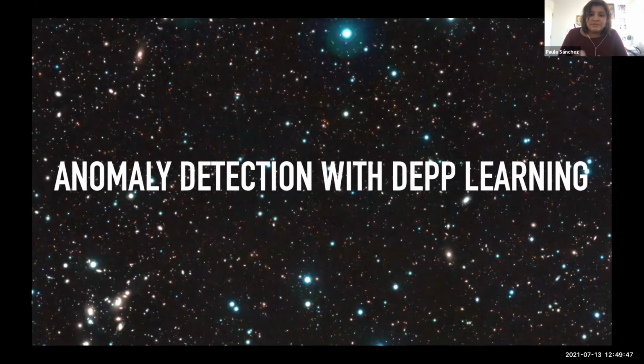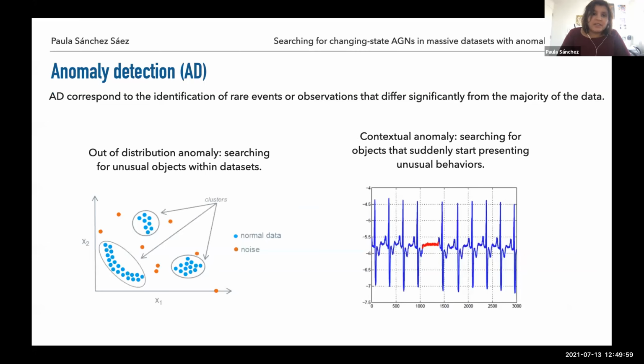Since this is very new, and anomaly detection is a very popular technique in machine learning, I will explain the techniques that we are using before I tell you the results. Anomaly detection is related to the identification of rare events or observations that differ significantly from the majority of the data. There are several types of anomaly detection, but the ones that are more popular in astronomy are out-of-distribution anomaly detection, where we search for sources that look unusual compared to the regular datasets.